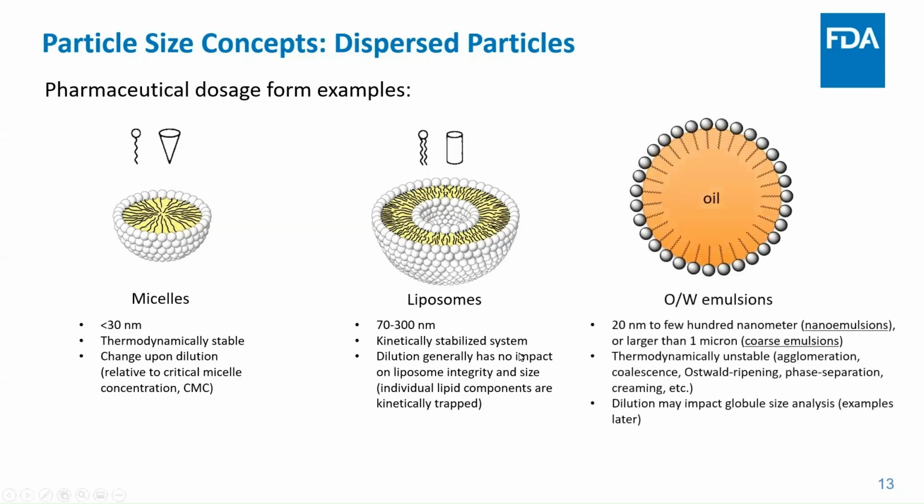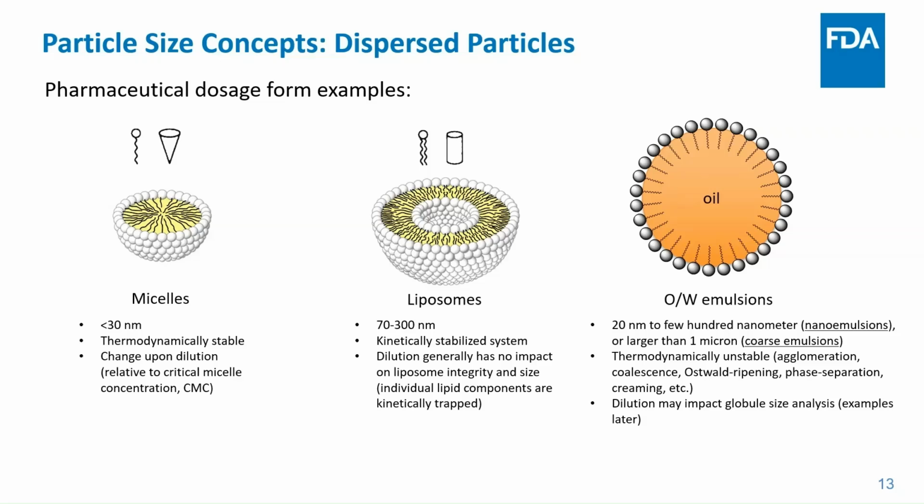And another example is a dispersion of liquid in liquid, in this case, oil droplet dispersed in water, forming oil in water emulsions. The size of the emulsion can vary from small, 20 to 30 nanometer, to really above 1 micron, we call coarse emulsion. So the size spans a very wide range. And again, they are also not thermodynamically stabilized.